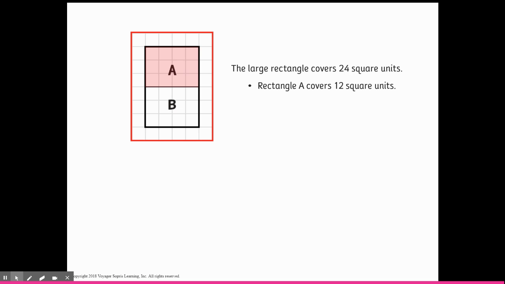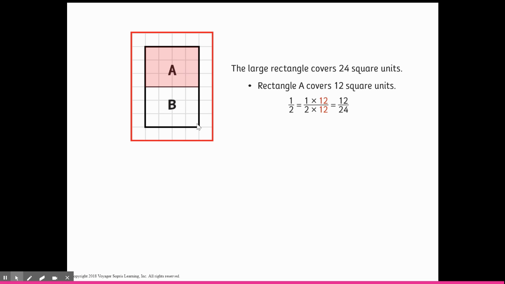We can write a fraction that names the part of the large rectangle that is made of rectangle A. Our fraction would be 12 out of 24 because rectangle A covers 12 units, but there are 24 units total in the entire rectangle. Then we would use what we know about equivalent fractions and also name this part 1/2. 12 is half of 24.